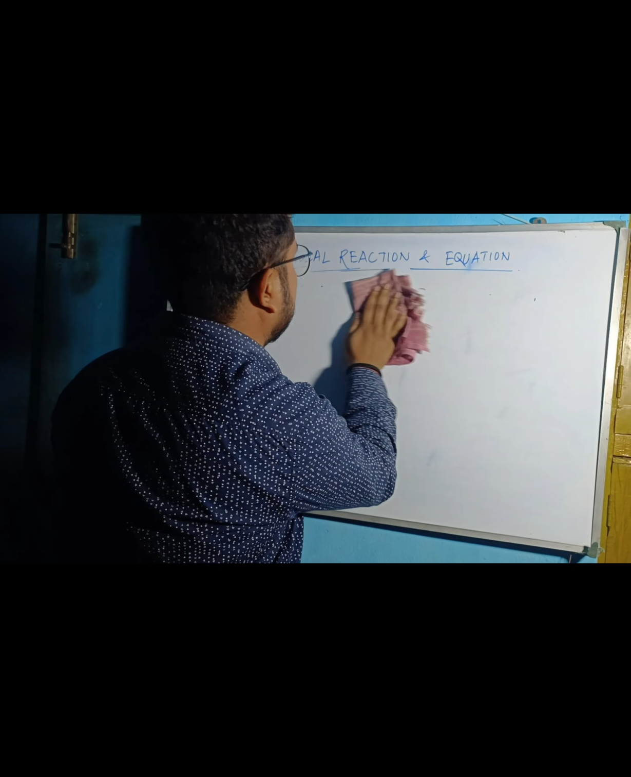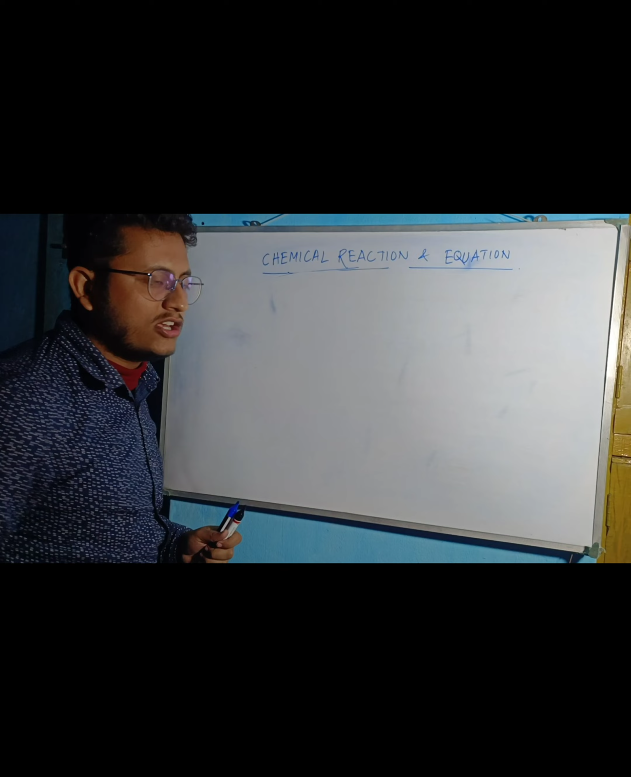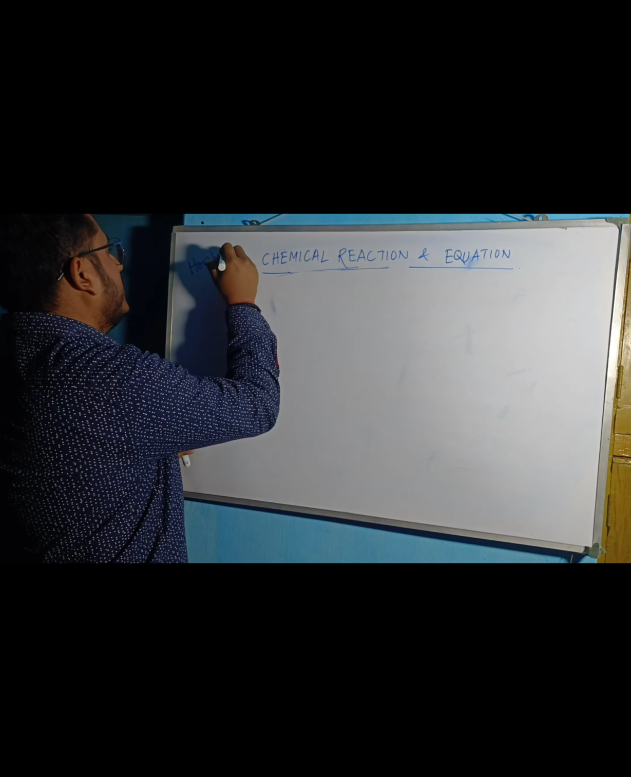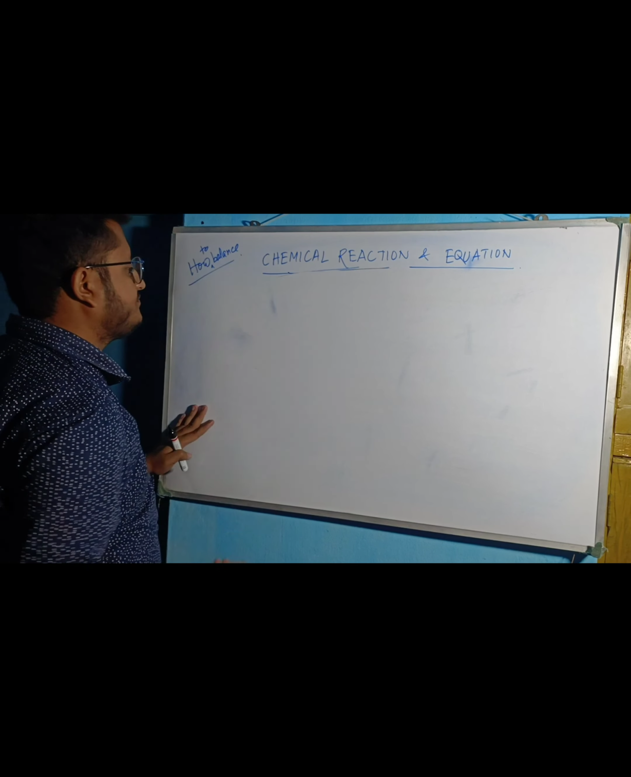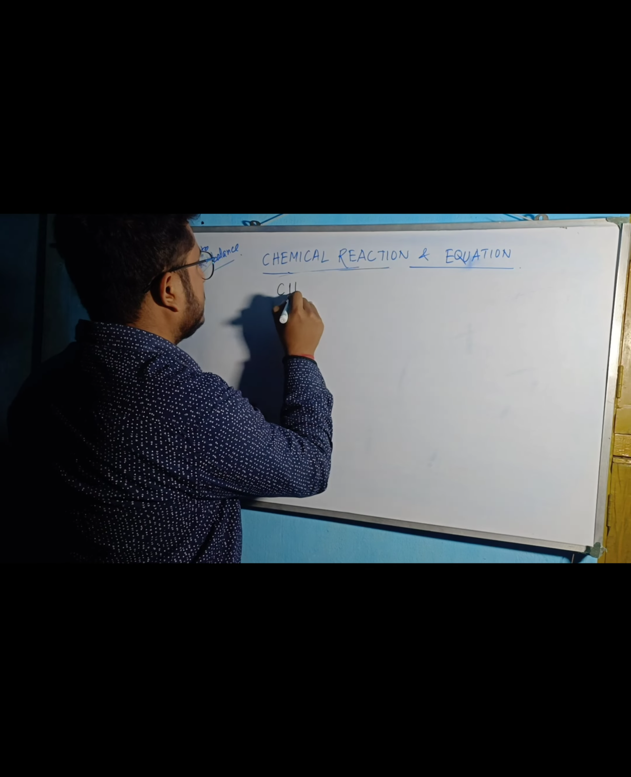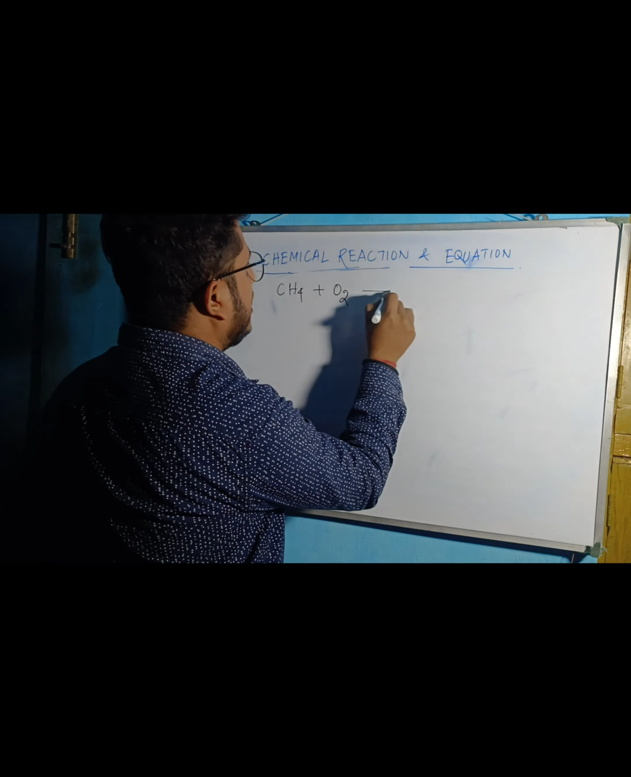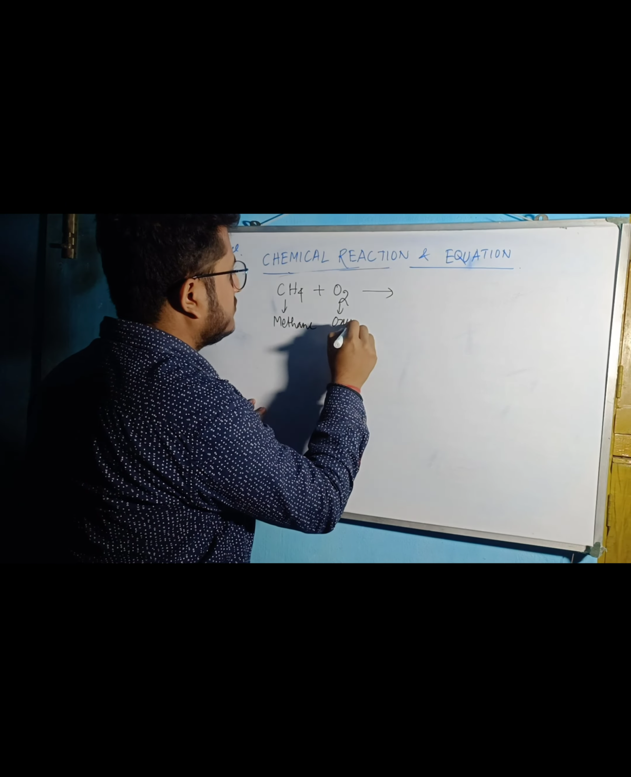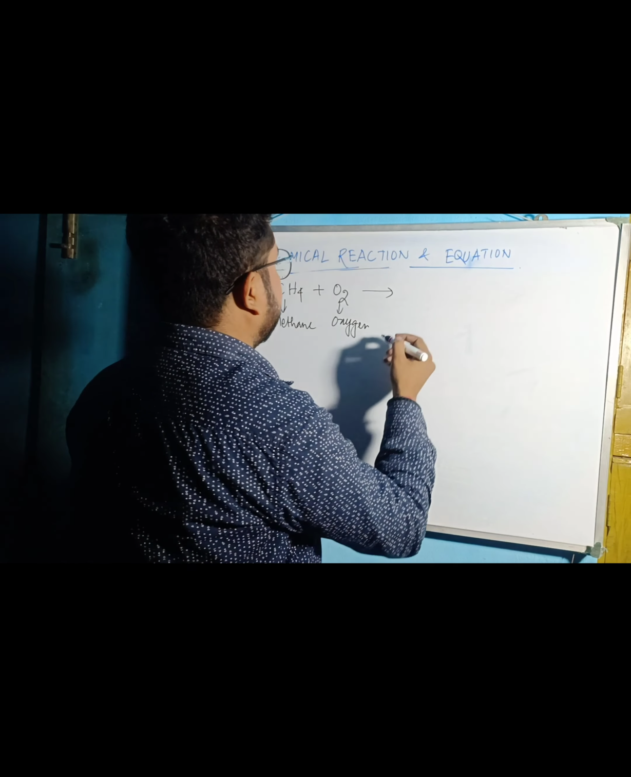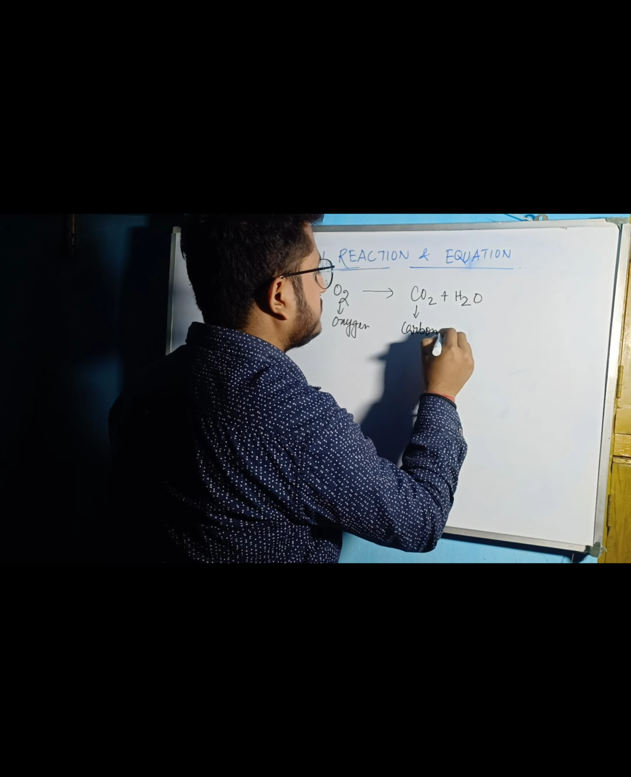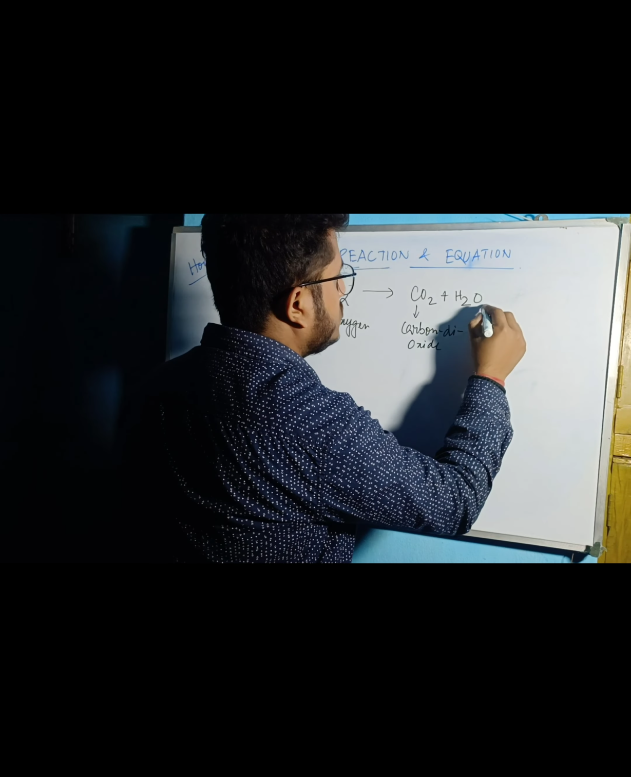Let's take an example. How to balance a chemical equation? The examiner will give you an unbalanced chemical equation and ask you to balance it. How to balance? Let's take an unbalanced chemical equation: CH4 plus O2. It is methane, natural gas, and it is oxygen. Both are given as chemical formulas, which will give carbon dioxide, CO2, and water.